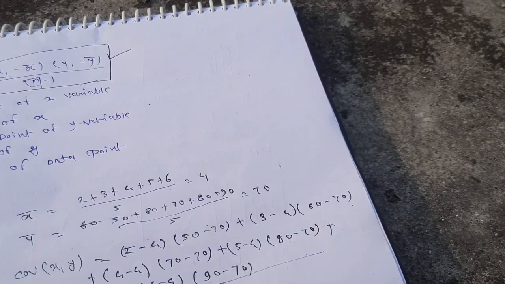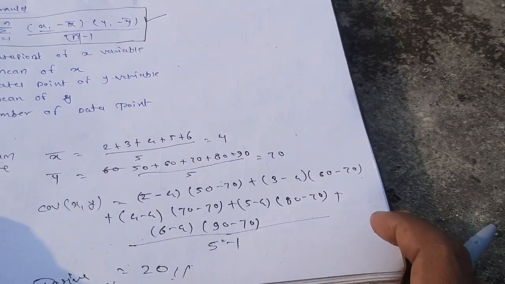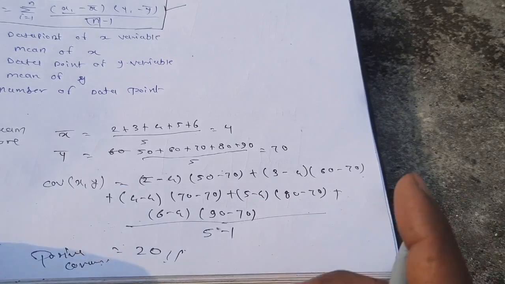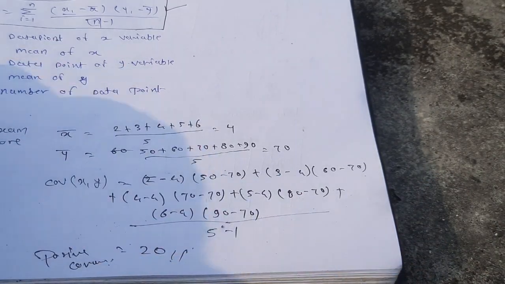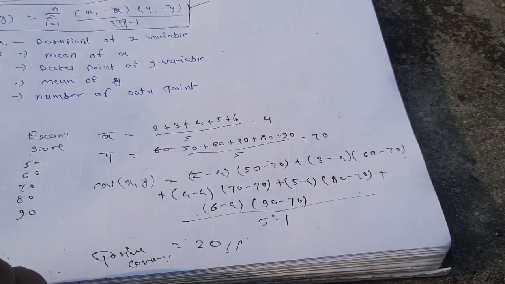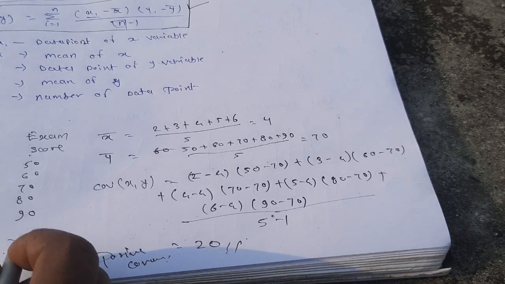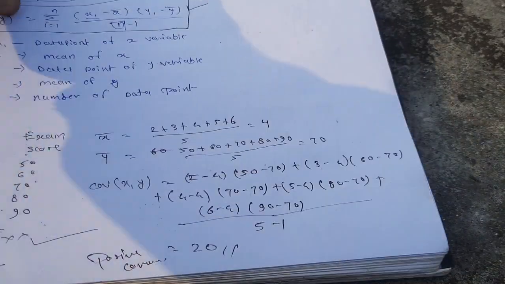So this is a positive covariance. If you plot a graph, it will look like this, because this is a positive covariance, as I showed in a previous video. Now let's take one example of negative covariance.